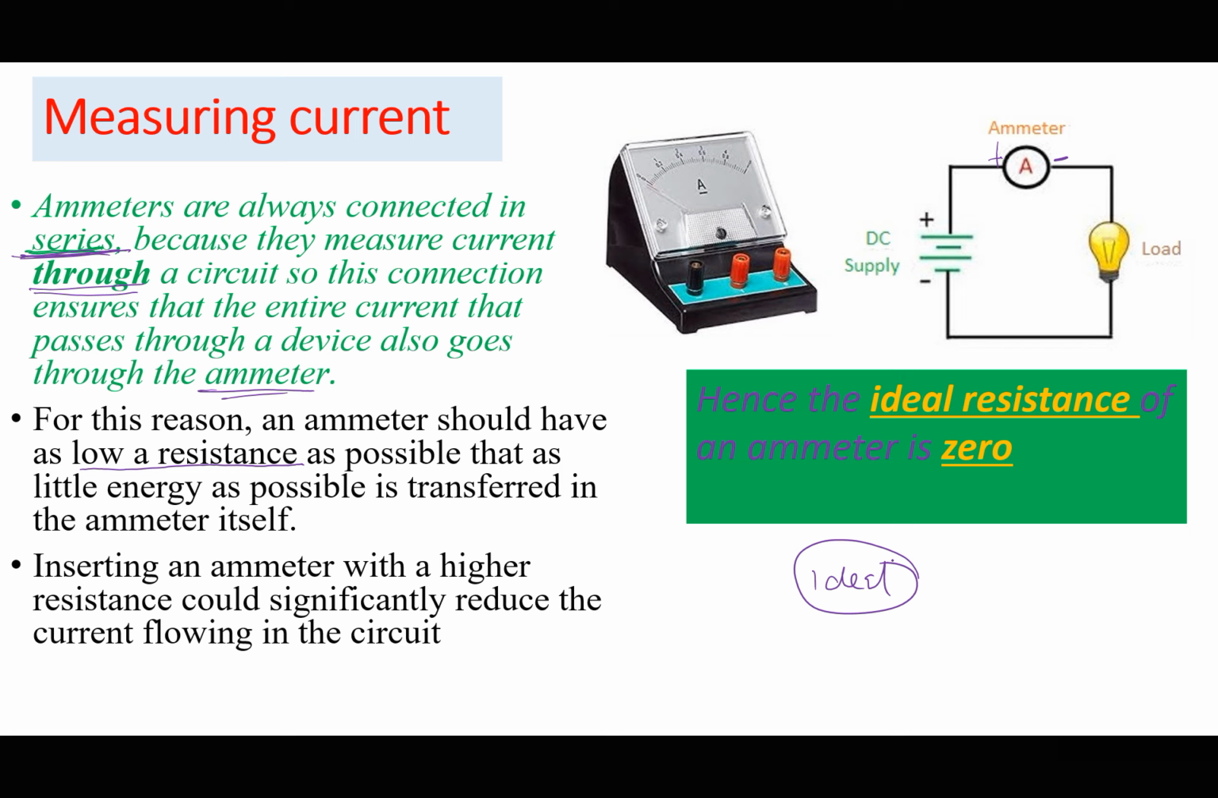However, the ideal resistance of an ammeter would be zero, or is supposed to be zero, because the ammeter is designed to measure the current through it. Therefore, it shouldn't prevent current flow through it, because it is connected in series.